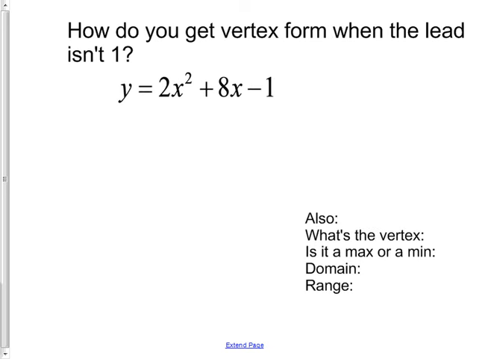All right. How do you get vertex form if it's like this? Well, what's different?